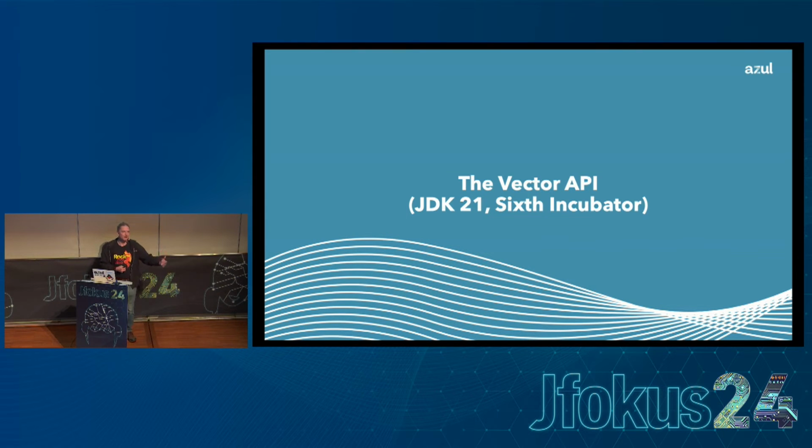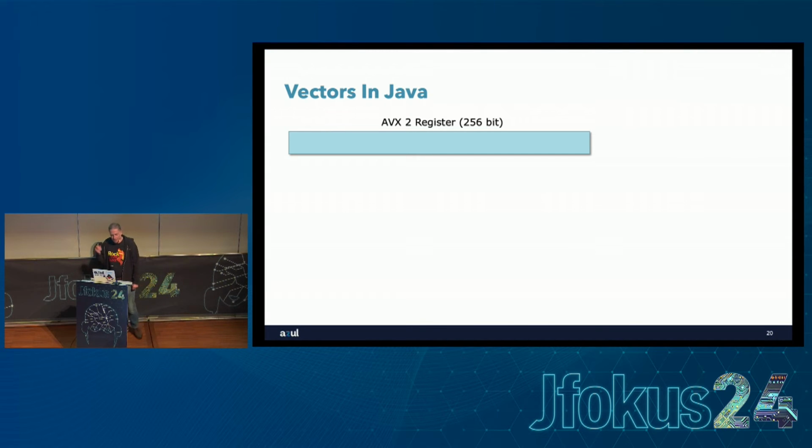You may have heard of Valhalla. It's to do with value types in Java. It's also connected to the Panama project, which is a replacement for JNI. So there's a lot of interdependency in terms of what the Vector API actually has to do. So we are at the 6th incubator, and that's what we're going to be talking about for the rest of the presentation. So the first thing, how do we represent vectors in Java?